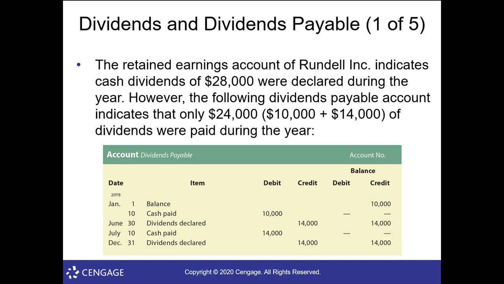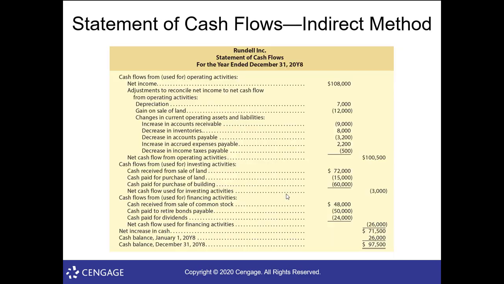And then we paid our dividends on two separate occasions, as we mentioned earlier. The dividend payable has increased by $4,000. So cash that we paid is only $24,000. So the $28,000, the 14 plus 14, minus the increase of $4,000 in dividends payable.